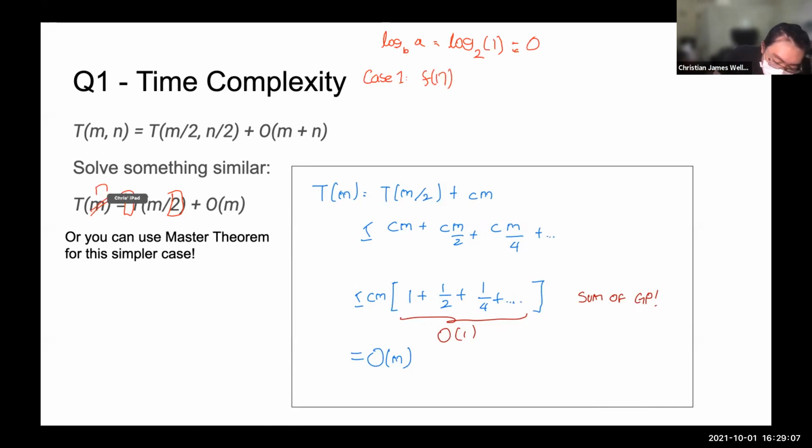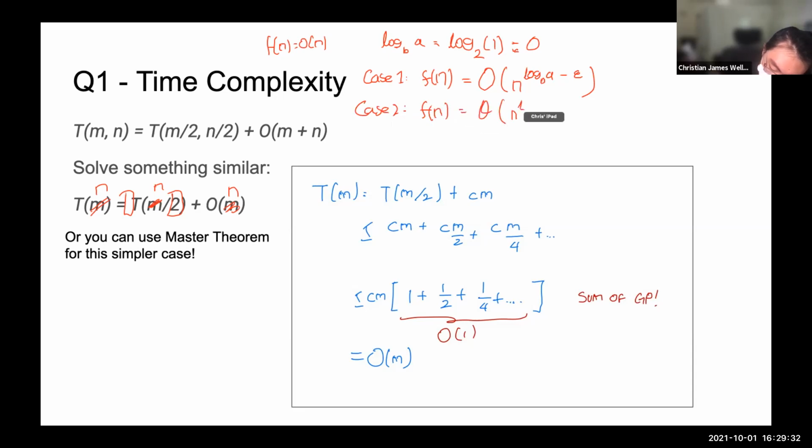So case 1 of master theorem compares the function f(n). For now, imagine these are n's because I don't want to mix up. So f(n) here will be O(n). Case 1: f(n) equals big O of n to the power log_b a minus epsilon. Case 2 is if you can show that f(n) is theta of n to the log_b a, then times log n to the power k.